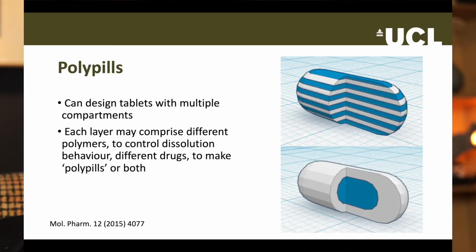On the screen are 2 designs of printlets, each made from 2 filaments. The top design has multiple layers, while the bottom design has a core of one material surrounded by a corona of another. It is possible to fabricate these printlets with different drugs in different layers, or the same drug in different grades of polymer, or different drugs in different polymer grades. However you do it, I think you'll agree that the technology is ideally suited to polypills.